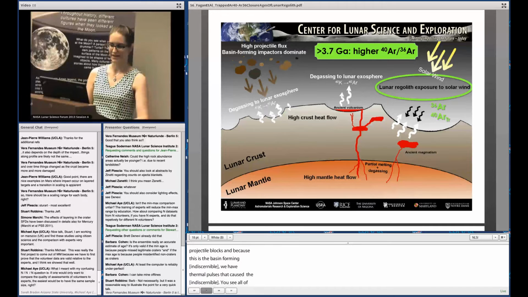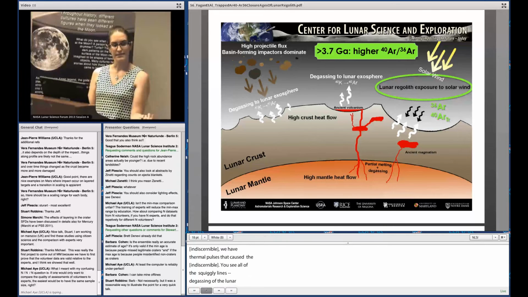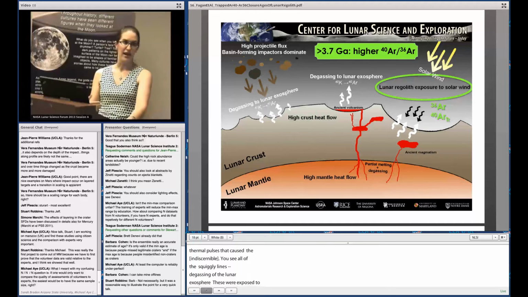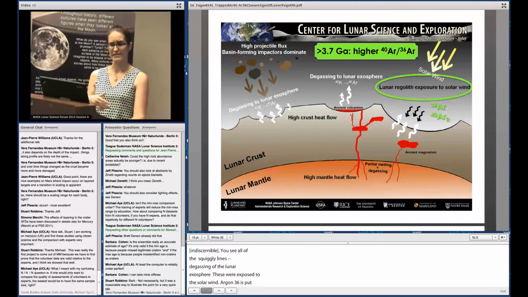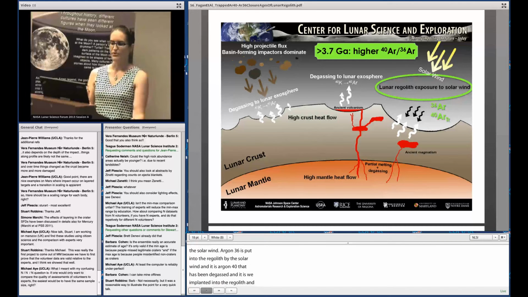And finally, on the surface of the moon, we have the lunar regolith. The regolith breccias at one point in time were regolith, and this was exposed to the solar wind. Argon-36 is implanted into the regolith by the solar wind, and this argon-40 that has been degassed into the lunar exosphere is actually re-implanted into the regolith, and this is what we call trapped argon-40. And so the trapped component is the argon-40 that did not form in situ from radioactive decay.